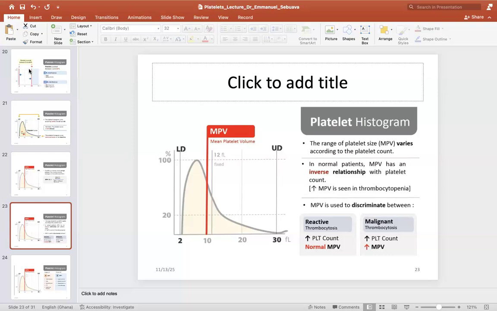In some malignant conditions where you have thrombocytosis and the platelet count is high, there are times the MPV is also high. When the MPV is high, what are we referring to? The mean platelet volume is high. That means you have larger than normal size of the platelets, and mostly you'll be seeing giant platelets. Having removed all other interfering factors, you'll be seeing giant platelets if you look at your film.